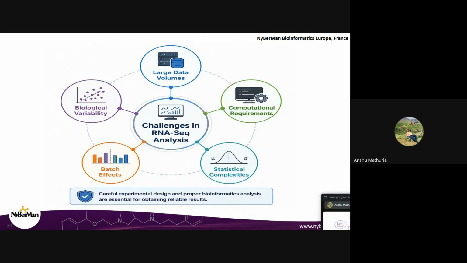Then we have batch effects. Batch effects introduced during sampling can also lead to confusion. That is, if you're sampling and sequencing in small batches, that can lead to certain confusions and confound the analysis.